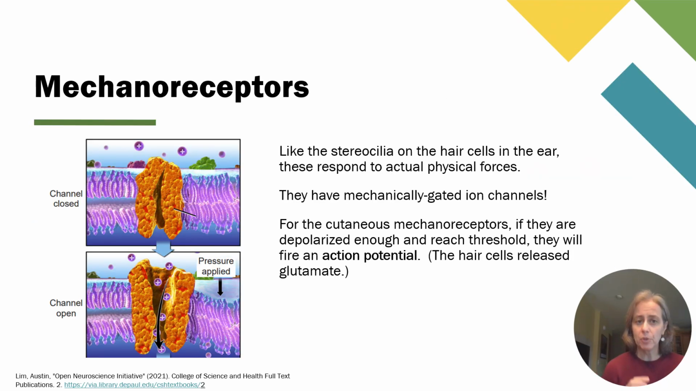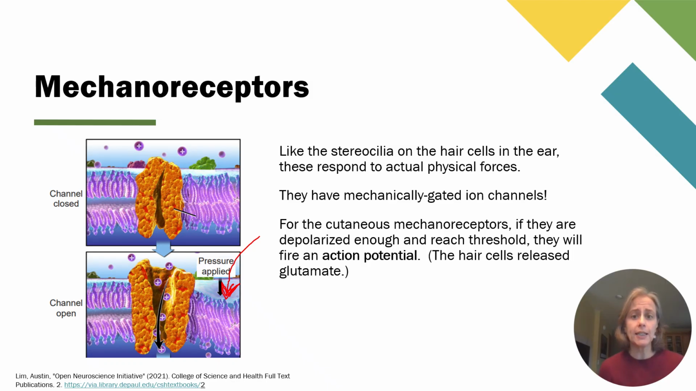So mechanoreceptors are those that are going to respond to a physical force. When we learned about the stereocilia on the hair cells in the ear, when they physically bent, that pulled the ion channels open and allowed depolarization. Same thing here. So these are mechanically gated ion channels. You can see in the diagram in the below image, you apply pressure and it's pushing down on that cell membrane, and that pulls the ion channel open so that now sodium or whatever can rush in and depolarize the cell.